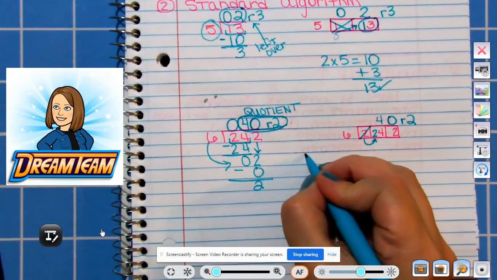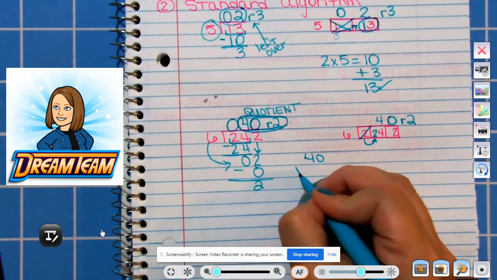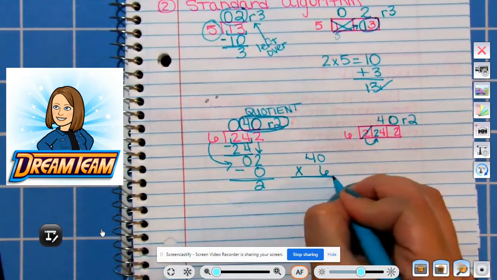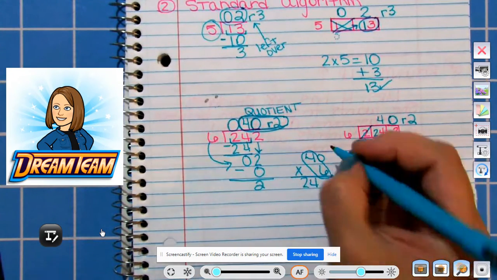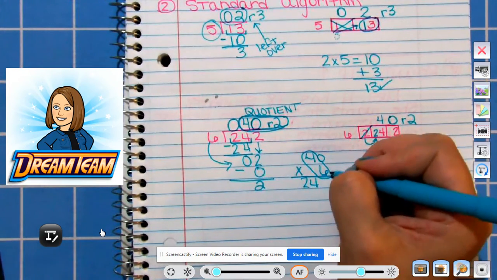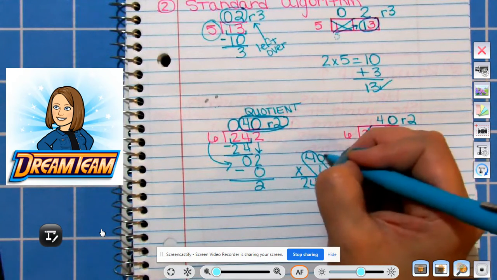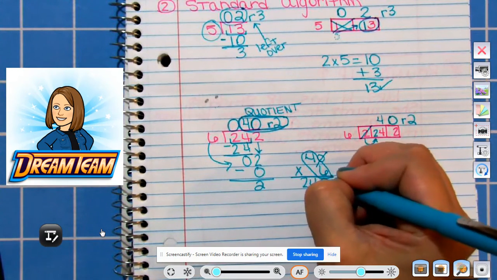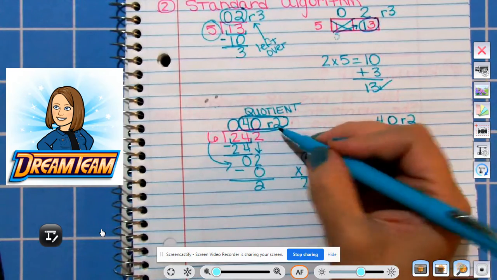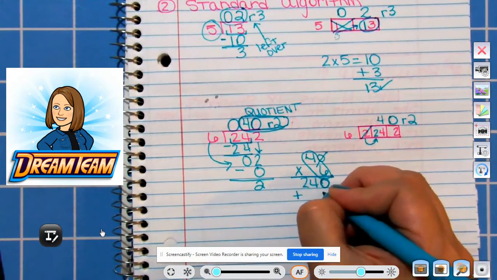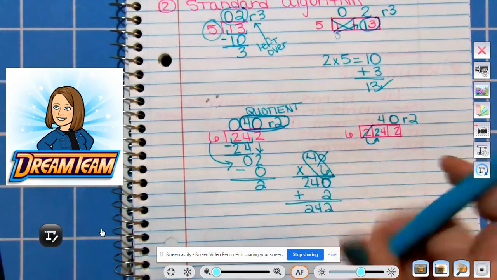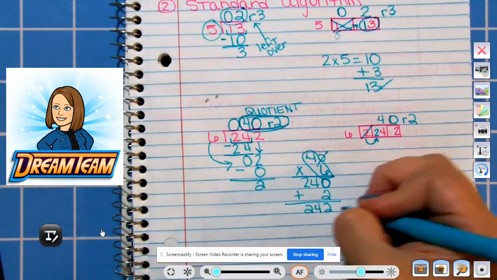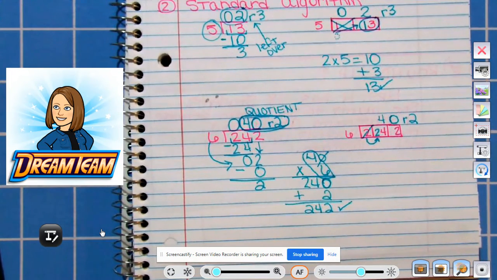To check, we're going to multiply 40 times 6. Find your hidden fact, which is 6 times 4. That's 24. But we're not multiplying 6 times 4. It's 6 times 40. So we need to add on the 0. And then you have a remainder of 2 that we need to add on. And we get 242, which is the dividend. So that's how you can be sure that you have correctly solved your division problems.